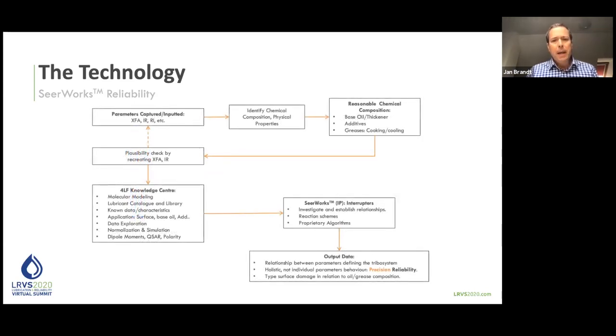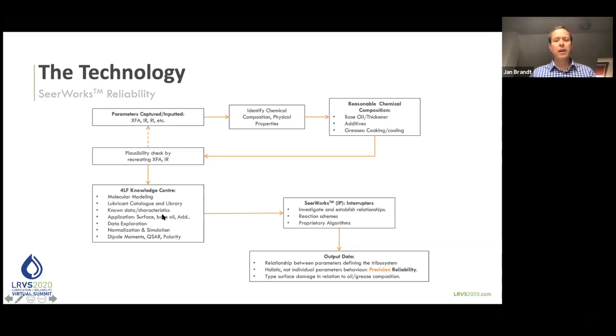Here you can see a little bit of a deeper dive into how we have that set up. We receive parameters that are captured from the operation, which then go into our database, where we look at the reasonable comparison. So we basically reverse engineer the oil through our algorithms. Then we check the plausibility. Is this the right composition? Yeah, it's very close. We reiterated it several times. And then we go into our knowledge center.